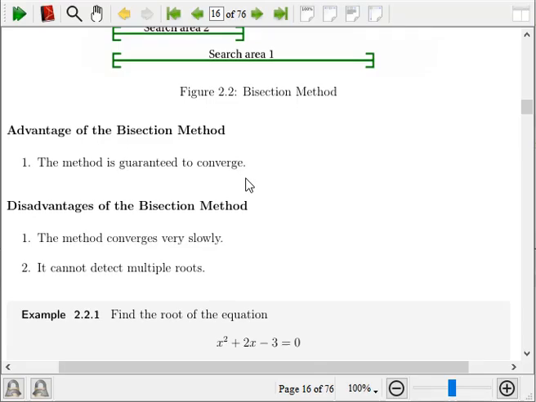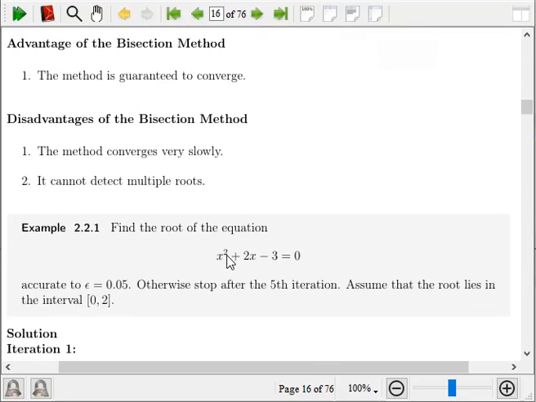An advantage of the bisection method is that it is always guaranteed to converge. As I explained, if you know that your interval brackets the root, one end coming from this side, one from this side, then definitely you get to the root.